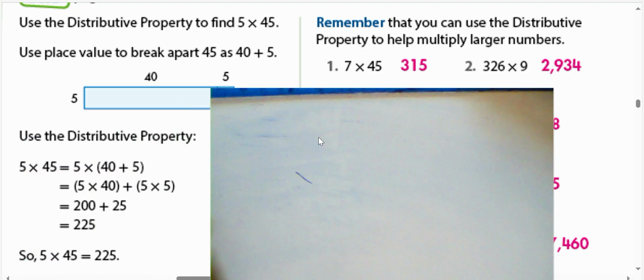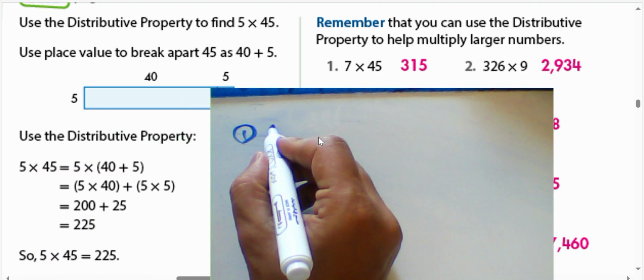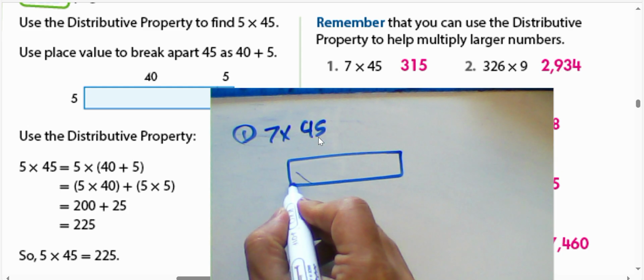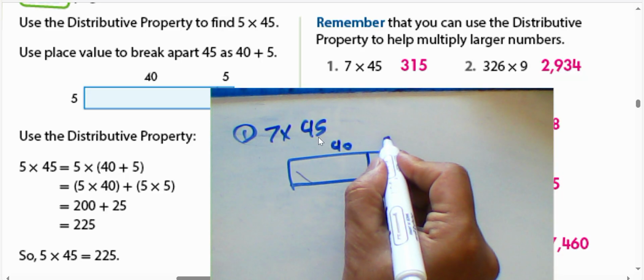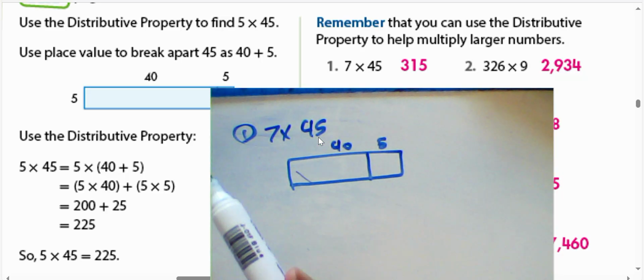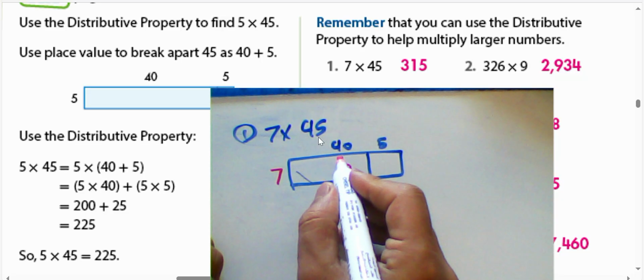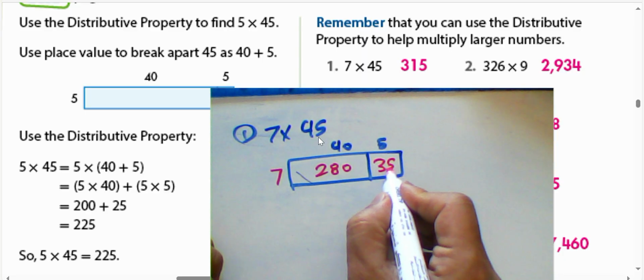Like this question number 1, we can use this break part strategy for 7 times 45. We can draw a rectangle here and divide it like this. We have 40 and 5. 40 plus 5 equal 45, and then write 7 here. We know the area of a rectangle is length times width. 7 times 40 is 0. 4 times 7 equal 28, and 5 times 7 equals 35.